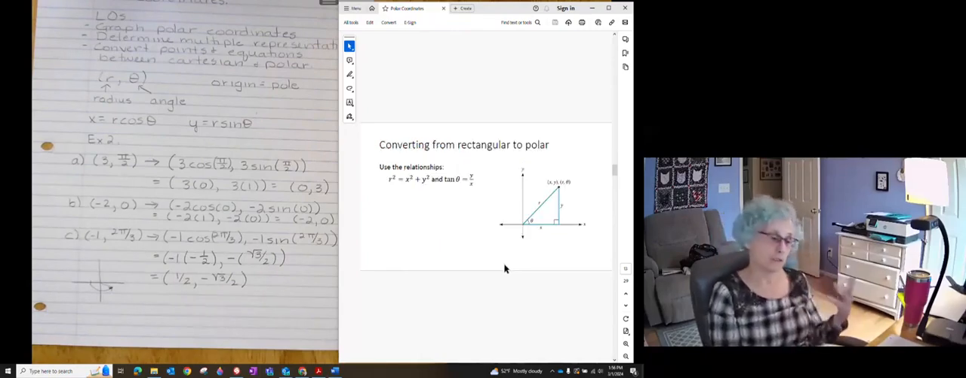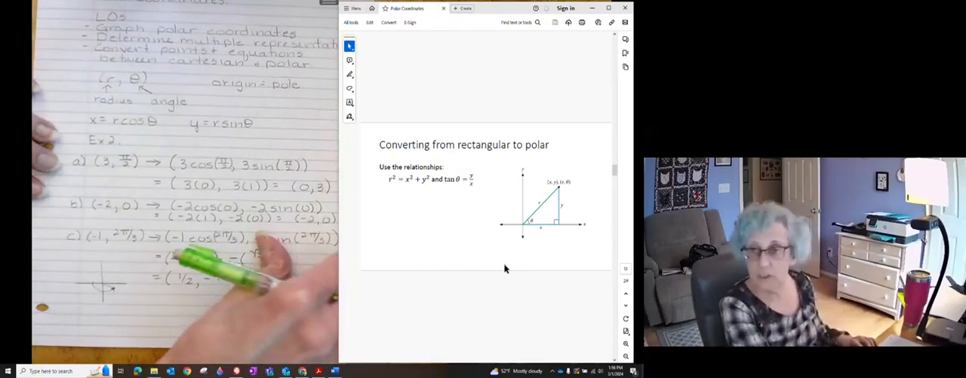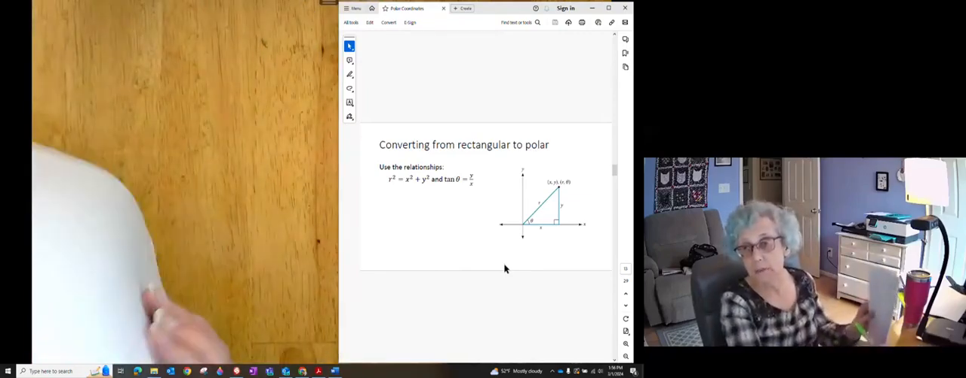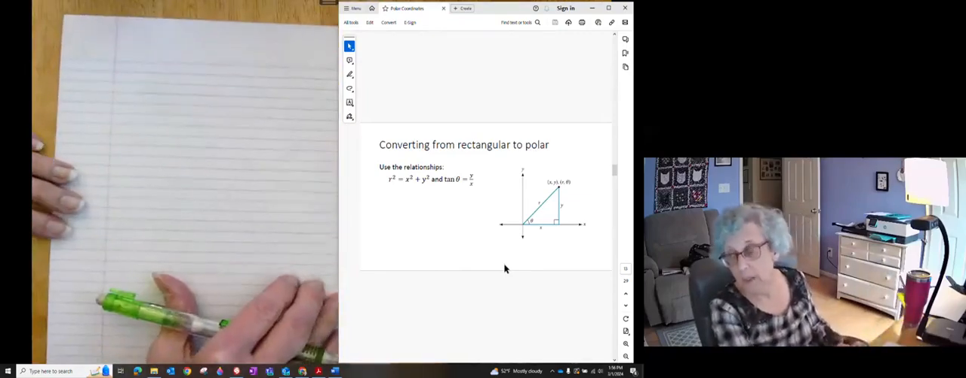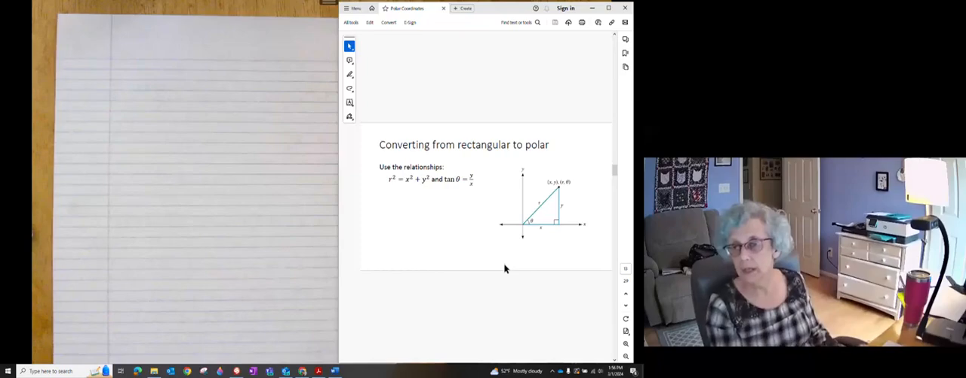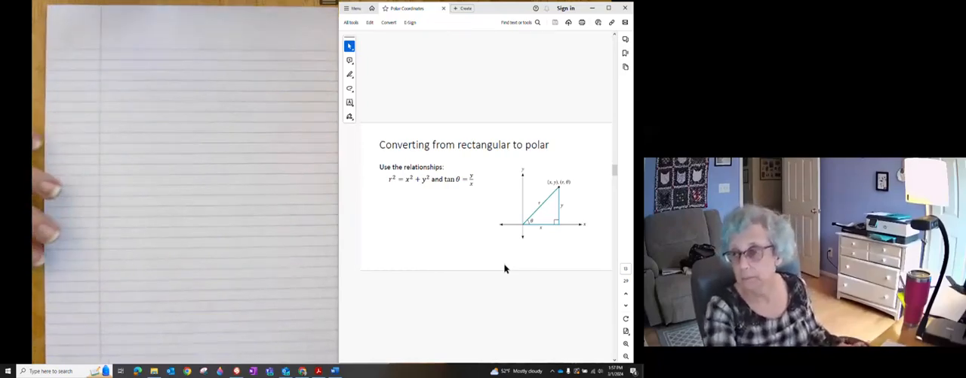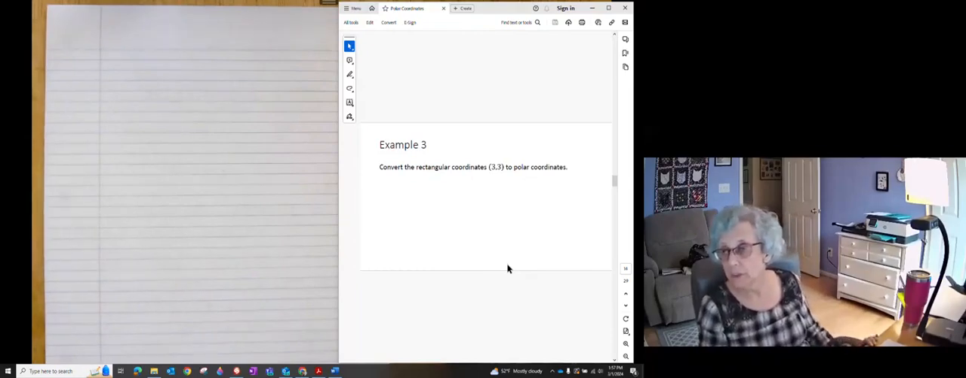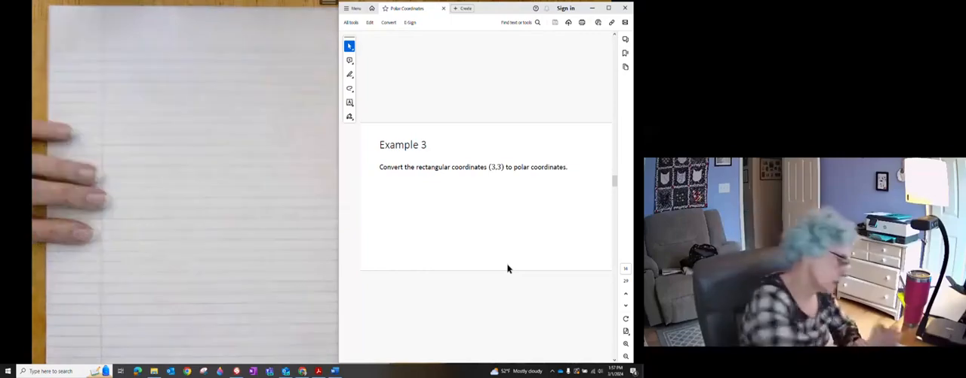Now if we need to convert back, then we use the fact that r squared is equal to x squared plus y squared, and Pythagorean theorem, and tangent of theta is y over x. So let's convert 3, 3 to polar coordinates.